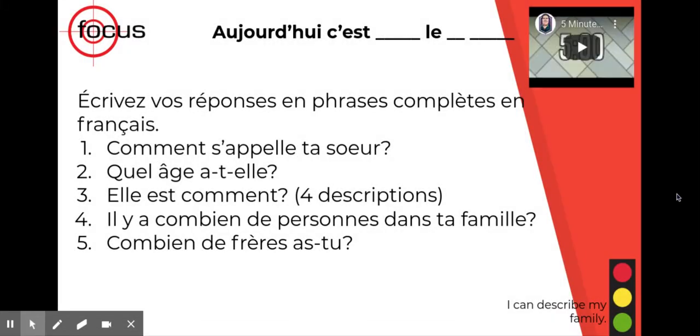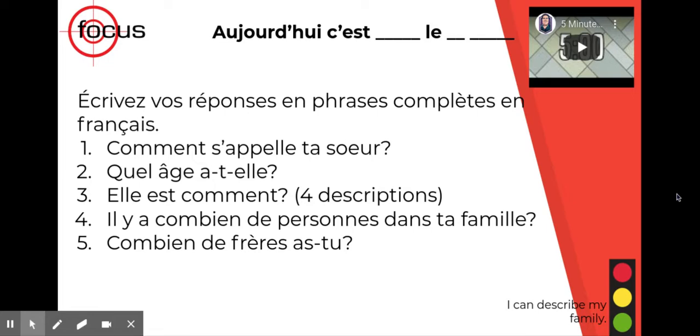Excellente. Alors, ouvrez vos paquets, s'il vous plaît. Ouvrez vos paquets et allez sur vos focus. Okay, so today for our focus, écrivez vos réponses en phrase complète en français. So you're answering these 5 questions in full sentences in French.